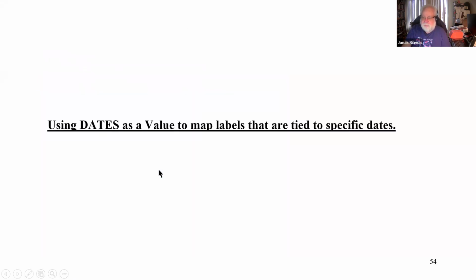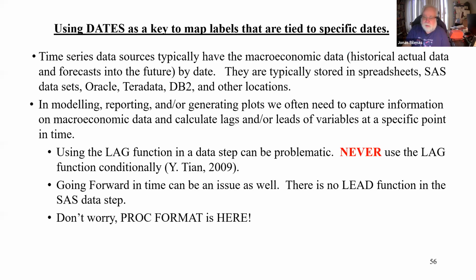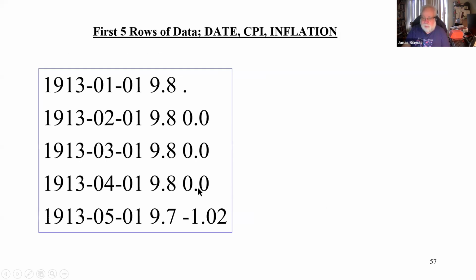You can also use dates as a value to map labels that are tied to specific dates. A lot of times I use this for macroeconomic data in the U.S., or by zip code or by state. And you can use lag and forward, lead functions. There is no lead in a data step. There is a lag function in a data step. I would say there were papers that never used the lag function conditionally, because the lag is only going to take the previous lag that you ran. So it's better just to put them into format labels.